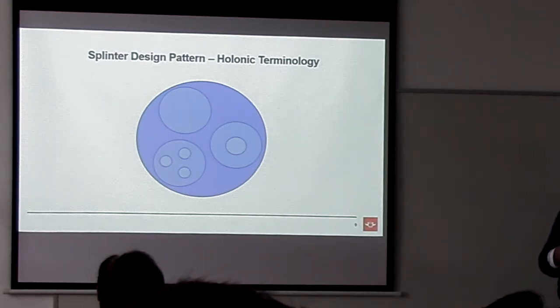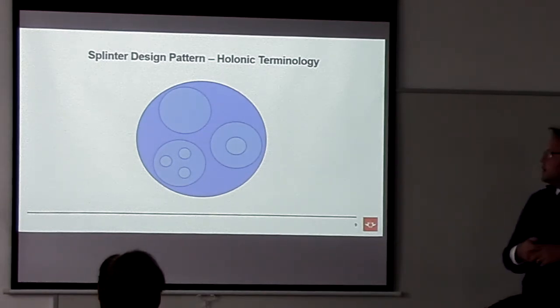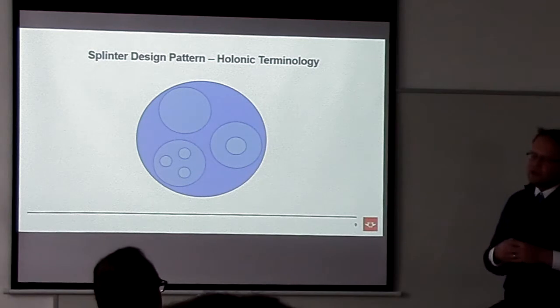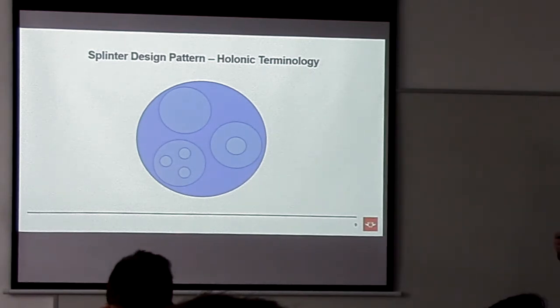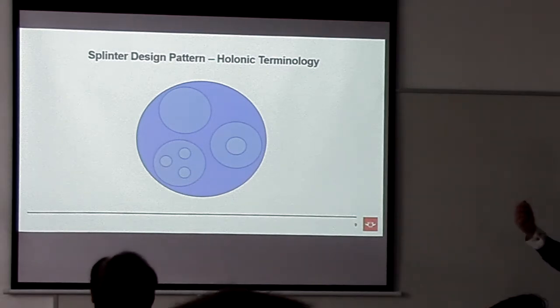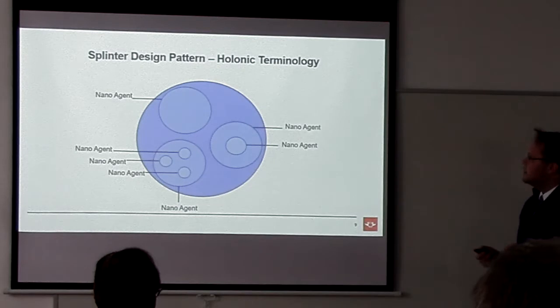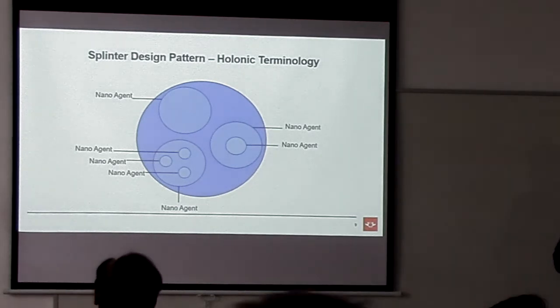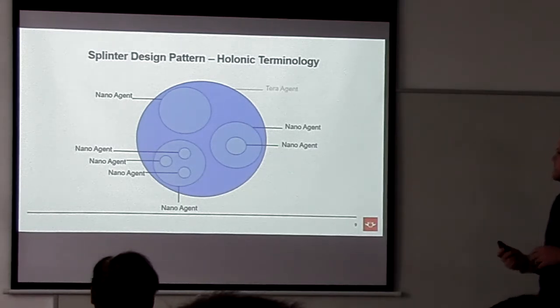To get to know the Splinter design pattern, the first thing is we just have to know some basic terminology. Whenever we have an agent that is made out of other agents or forms part of another agent, we call that a nano agent. And any agent that does not form part of another agent, so it hits the end of that holonic hierarchy, we call that a tera agent.